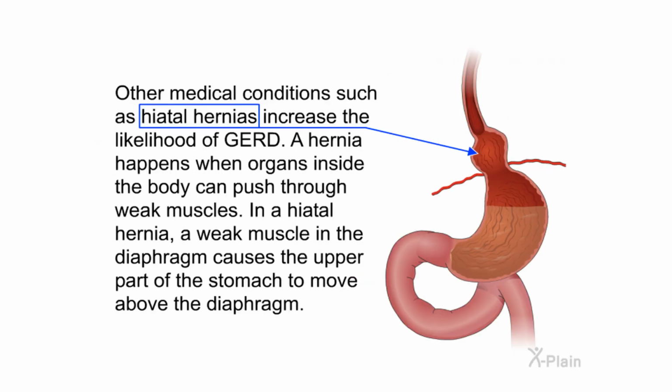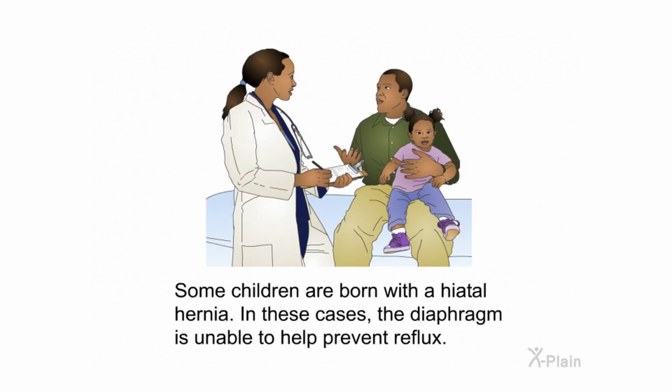Other medical conditions, such as hiatal hernias, increase the likelihood of GERD. A hernia happens when organs inside the body can push through weak muscles. In a hiatal hernia, a weak muscle in the diaphragm causes the upper part of the stomach to move above the diaphragm. Some children are born with a hiatal hernia. In these cases, the diaphragm is unable to help prevent reflux.